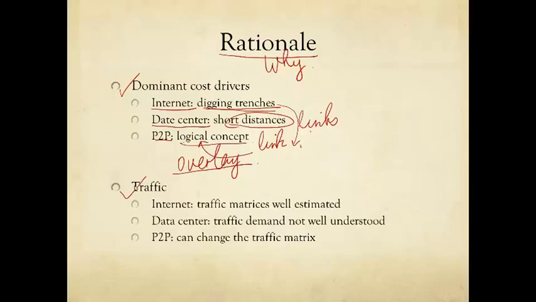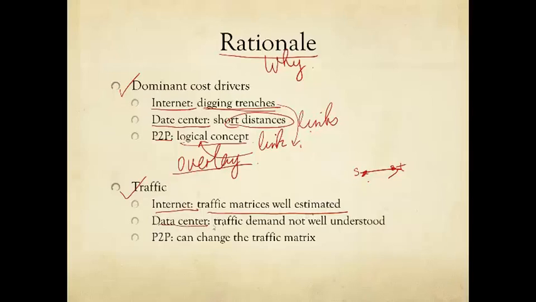The second rationale is our understanding and flexibility of controlling the traffic. For the internet backbone, the traffic matrices, that is, from a source to the destination, usually at this hour, how much traffic do you expect end to end? That you can collect into a matrix called traffic matrices. Traffic matrix values for the internet backbone are very well documented and estimated.